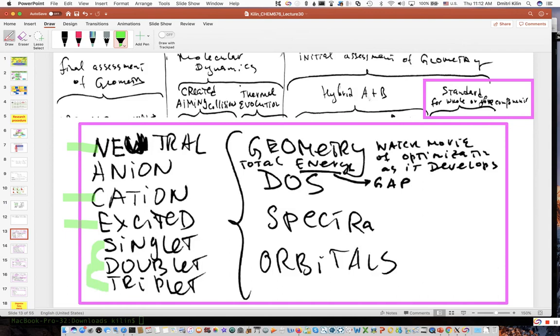Singlet, doublet, and triplet is related to what Salim is doing. I see that he's not on the online connection, but he's actually already doing these calculations: spin flip, changing the spin multiplicity.